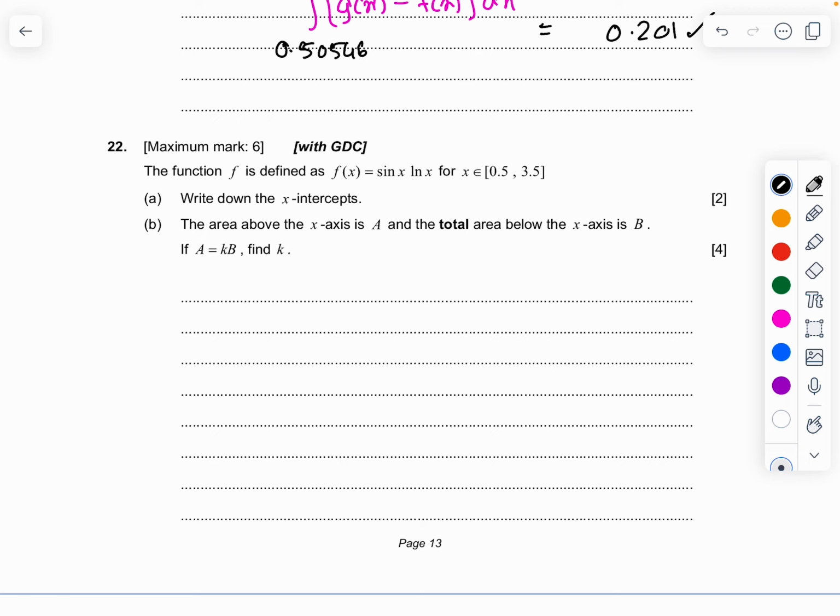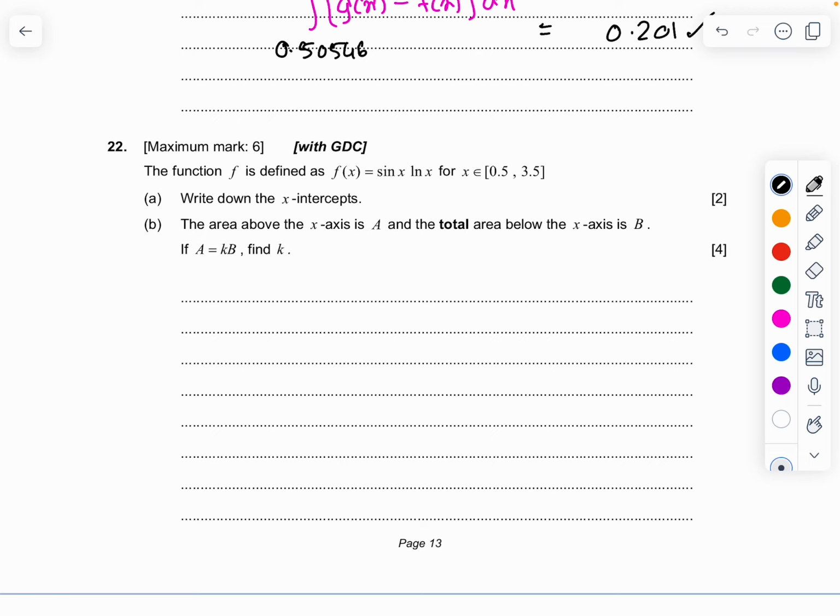Function f of x equals to sin x ln x. X lies between 0.5 and 3.5. Find the x-intercepts. So x-intercepts from the calculator, draw that one and get the x-intercepts. It's going to be x equals to 1, x equals to pi. The area above the x-axis is a. The total area below the x-axis is b. If a equals to kb, what is the value of k?